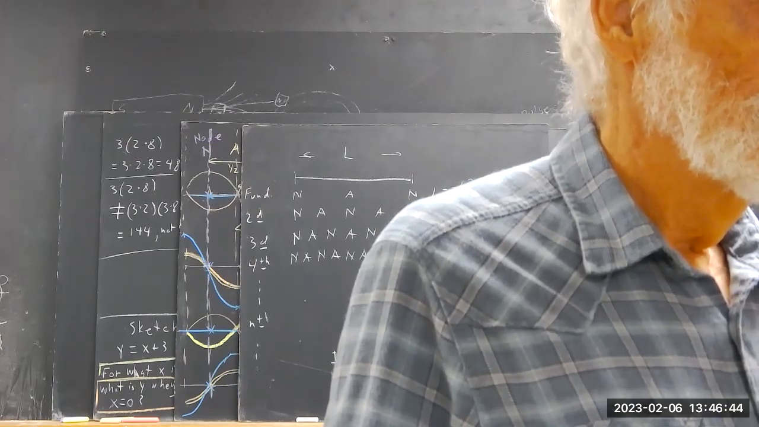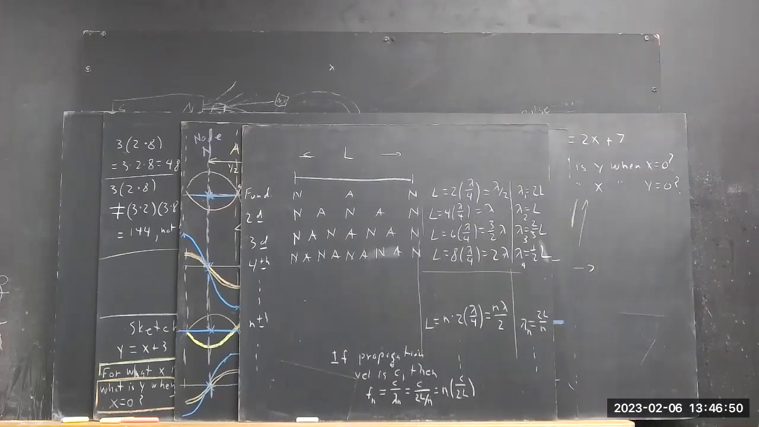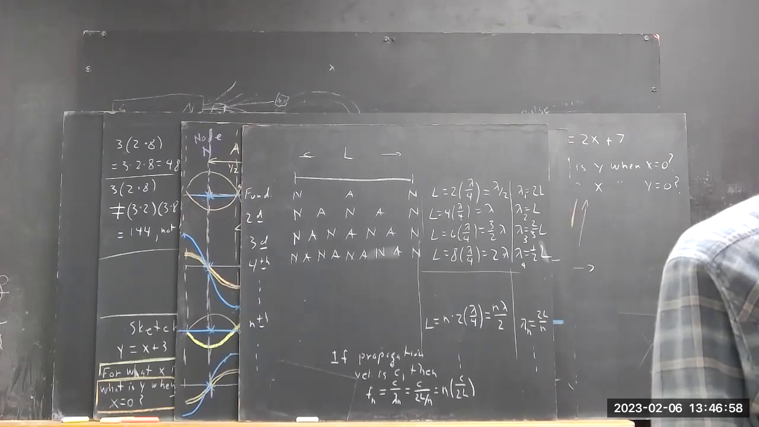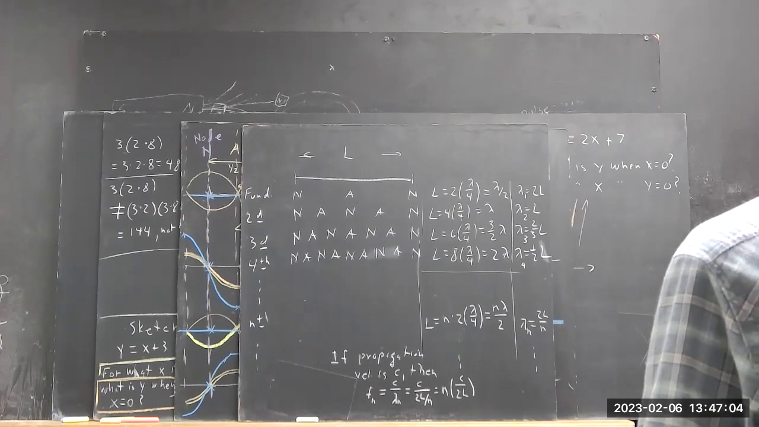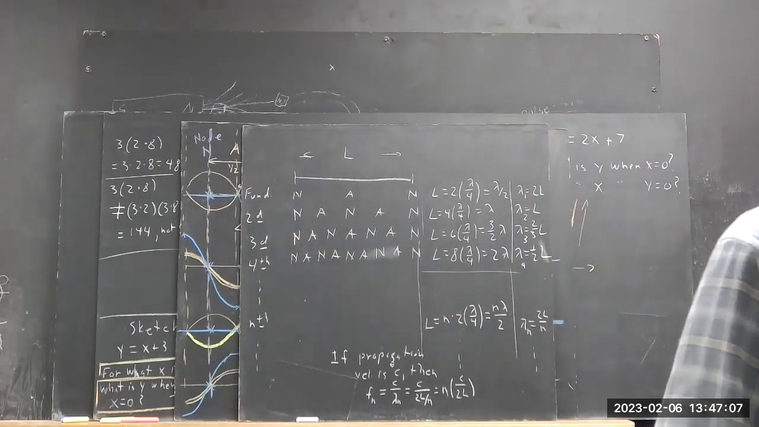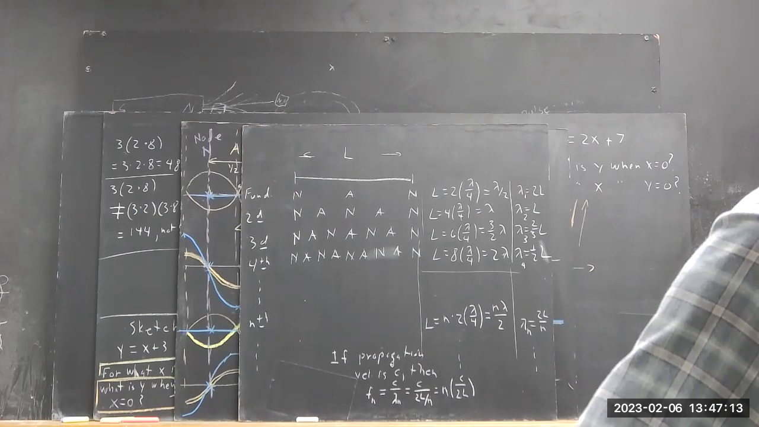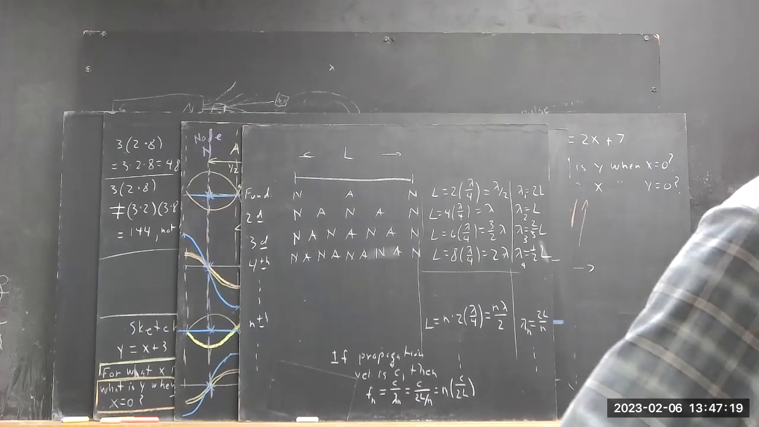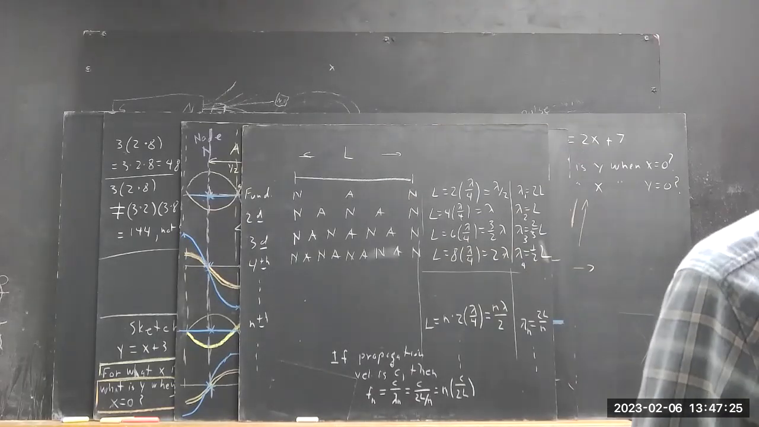Okay. So what's happening is this end is doing this. There's a node. That end is doing this. This end is down and that end is up. And there's the node. Like this.